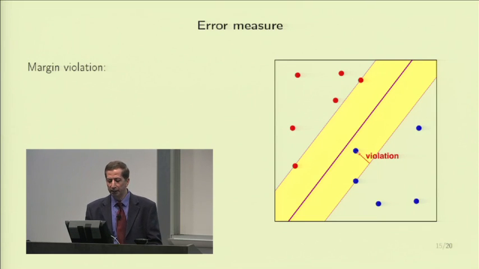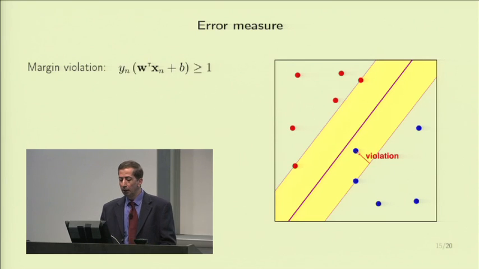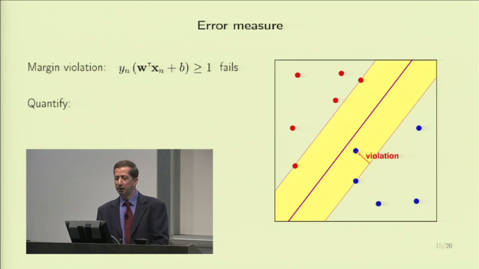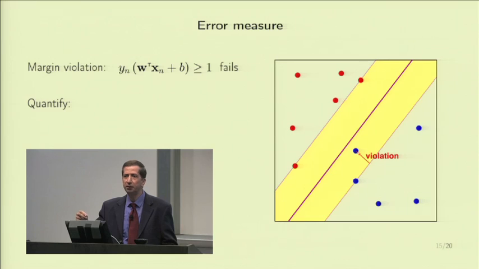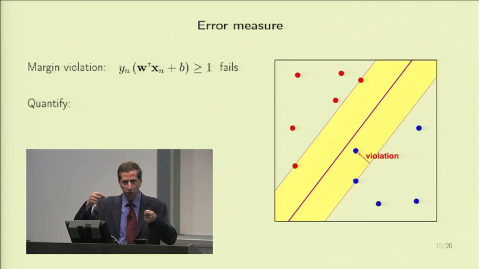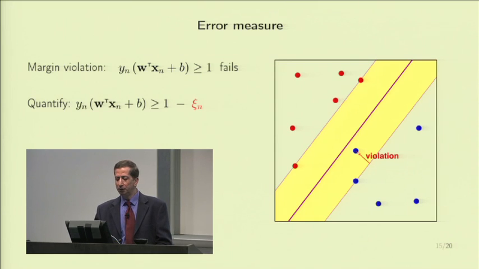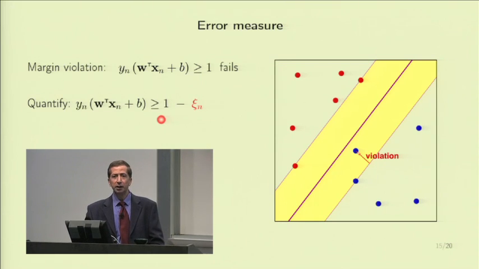Okay? So here is what I'm going to do. This would be the case if the margin is satisfied for every point. That is the canonical form we put. And when this fails, the margin is violated. And I'd like to quantify that. So the way I'm going to quantify it, I'm going to introduce a slack for every point, potentially every point. Hopefully most of them will satisfy the margin. Only a few of them will violate it. And I'm going to say that the quantity that used to be greater than or equal to 1 is actually greater than or equal to 1 minus a slack.